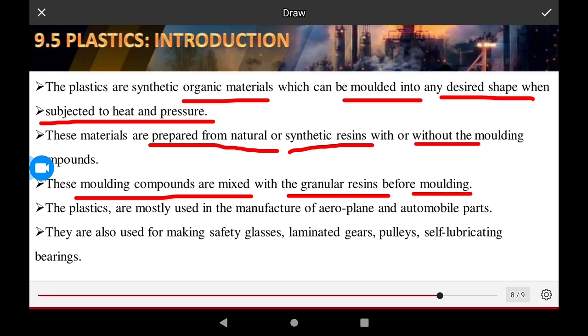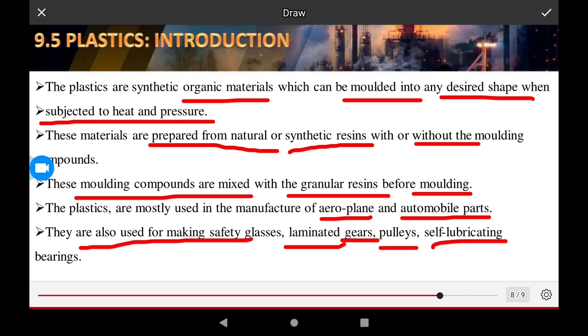The molding procedure is a manufacturing process for casting. Plastics are mostly used in the manufacturing of aeroplane and automobile parts. They are also used for making safety glass, laminated gears, pulleys, self-lubricating bearings, and other applications of plastics.